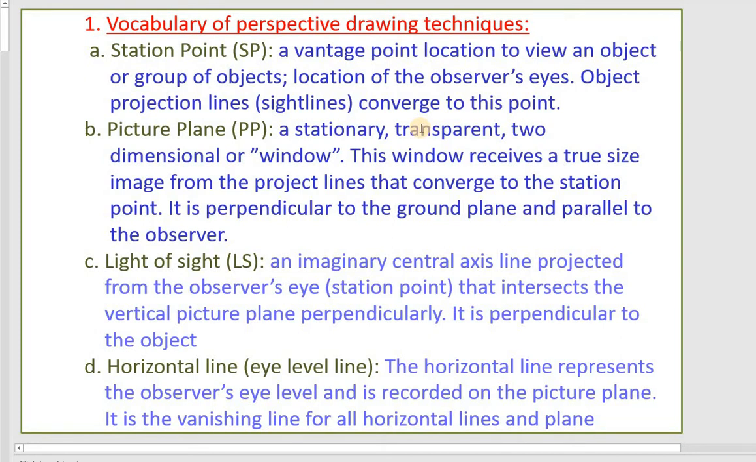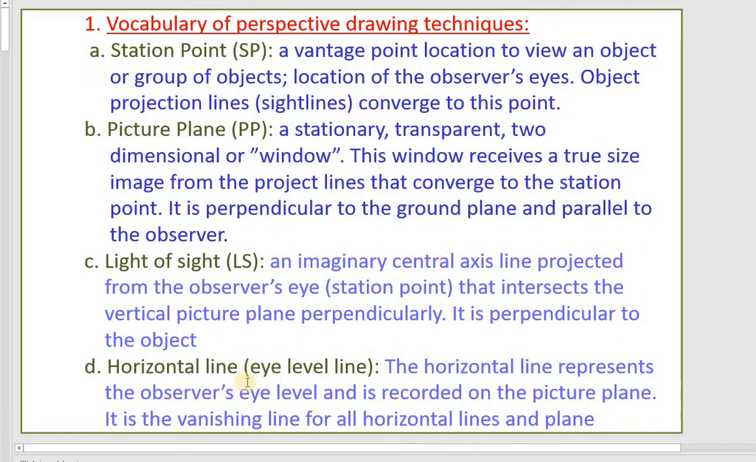The lines of sight are the imaginary center axis lines projected from the object to the people's eyes. That is the station point, and after that they intersect the vertical picture plane perpendicularly. It is perpendicular to the objects.